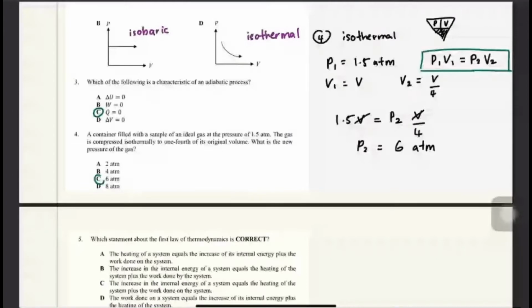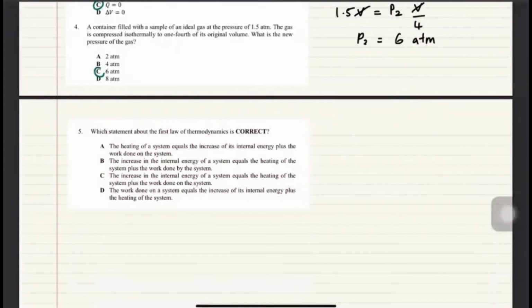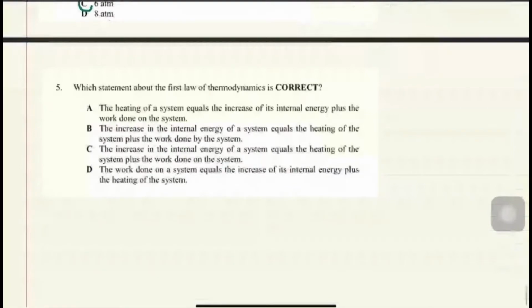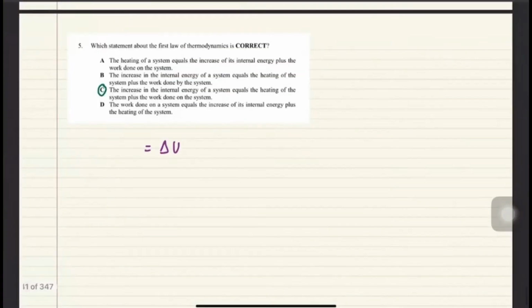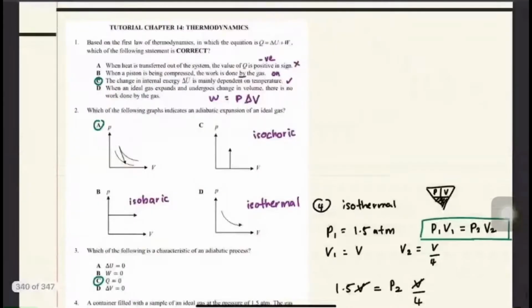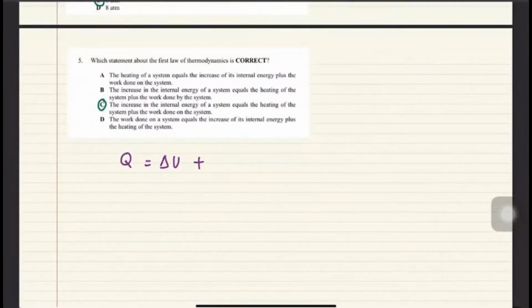Okay, let's look at question number 5. Which statement about the first law of thermodynamics is correct? Mana satu yang betul? Question number 5. C tu yang betul. So you have the equation delta U. Sorry. First law of thermodynamics yang kamu pakai Q. Q equals to delta U plus W.